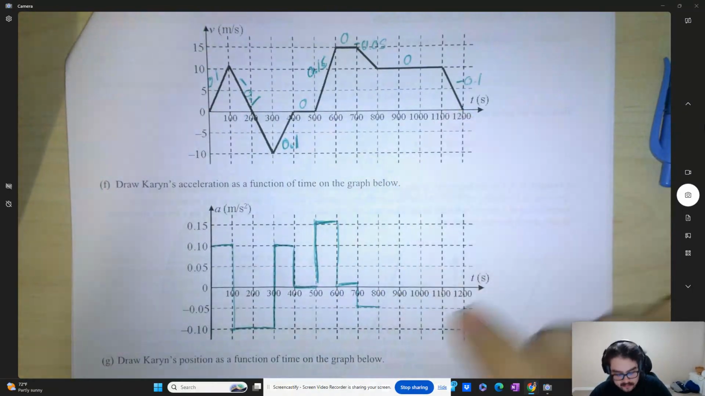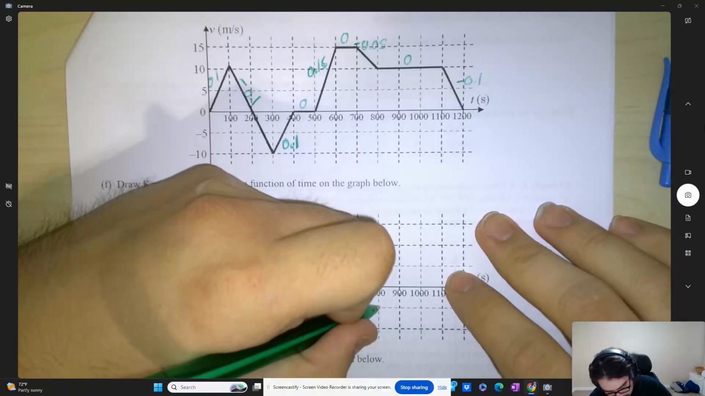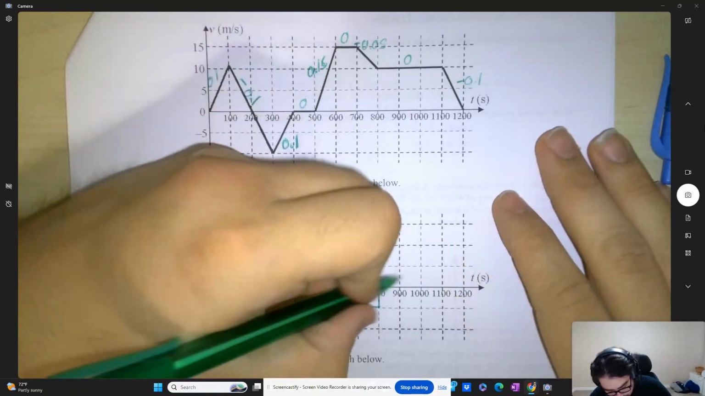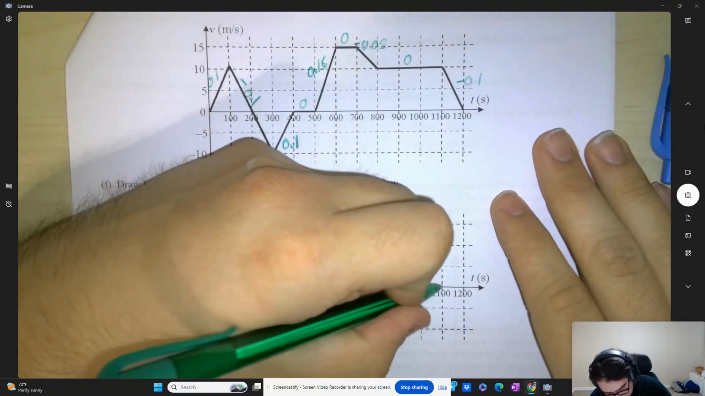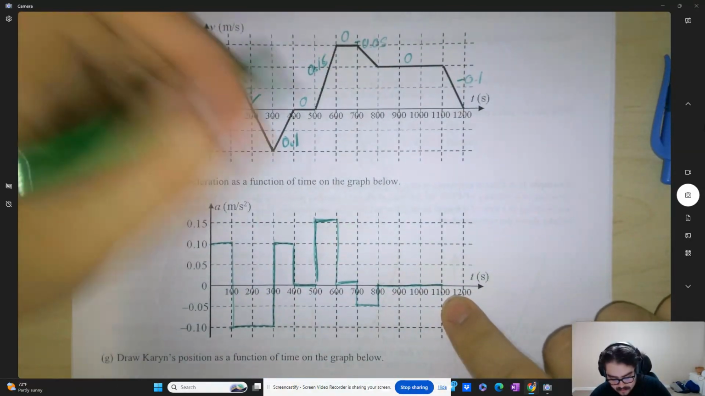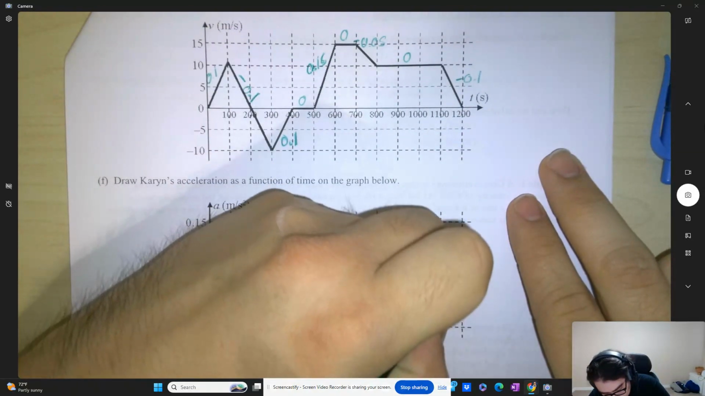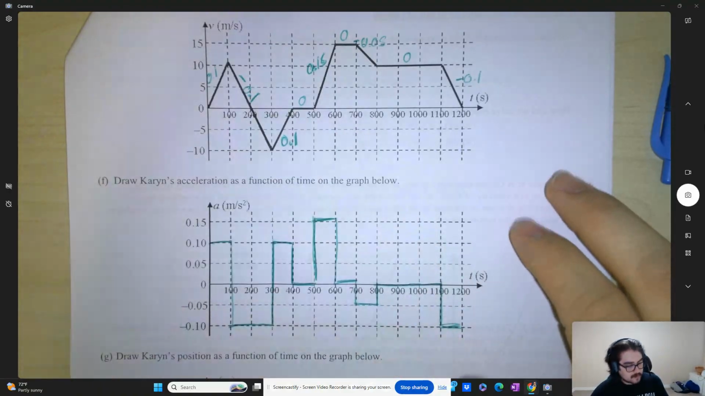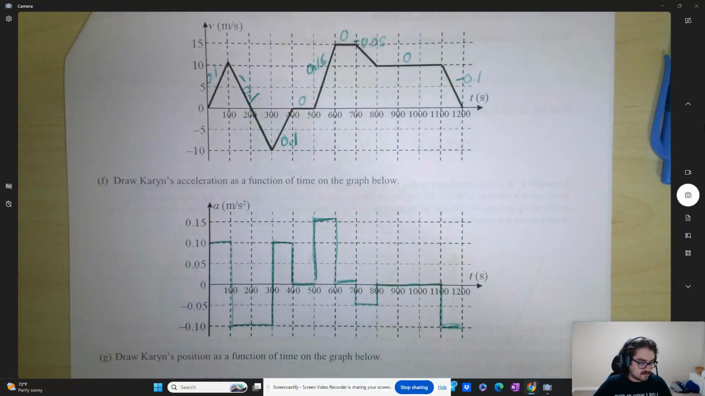Man, this is a mess. This is a terrible looking graph, right? Okay, and then thankfully I get a little patch of 0 all the way out to 1100. Okay. And then negative 0.1. What a mess of a graph, right? Looks terrible.